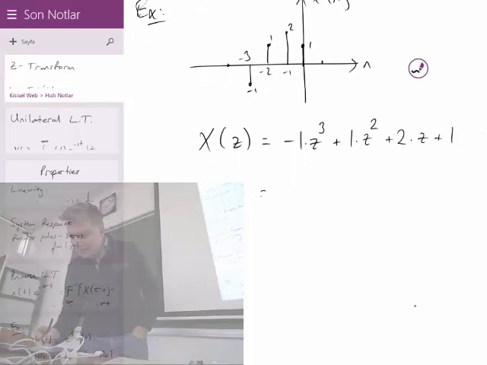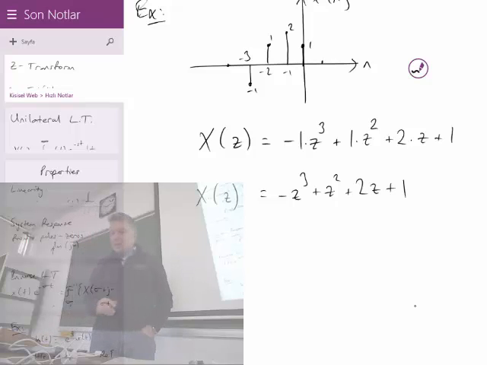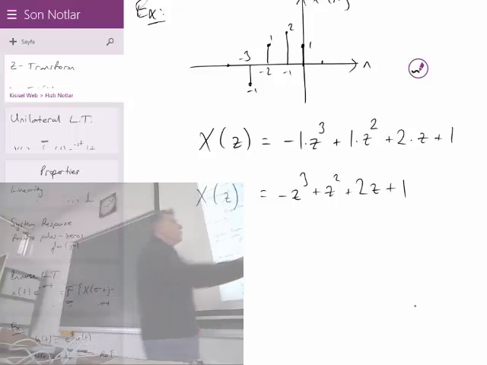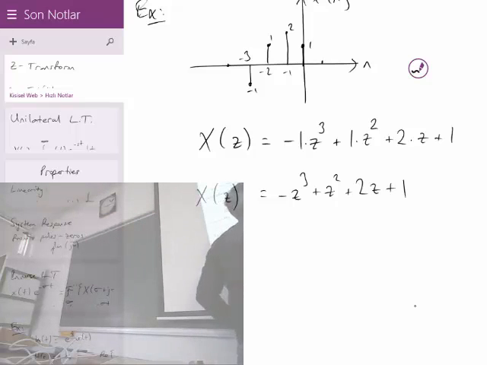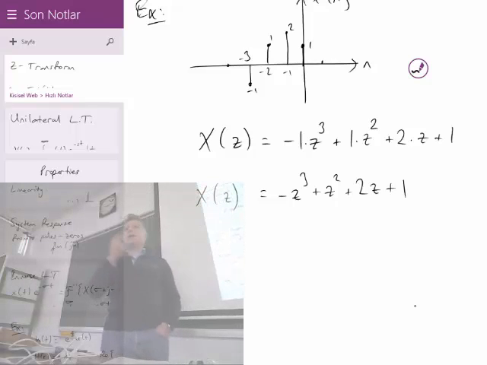Let's write it again in a cleaner way. It is minus z cubed plus z squared plus 2z plus 1. And that is x of z. Now, as you should see, you have to notice the signal itself in this polynomial. The polynomial coefficients indicate the signal. Minus 1, 1, 2, 1. Like that. In the same order as the polynomial itself. In a decreasing polynomial, of course.